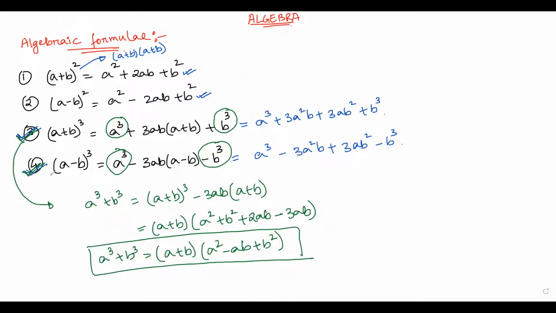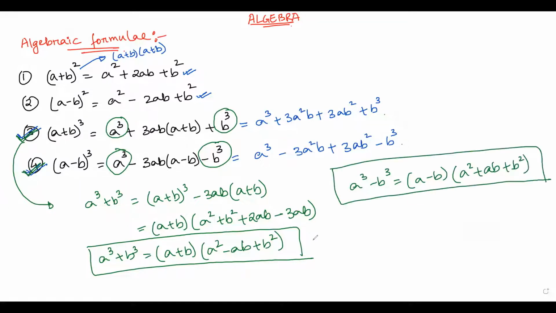In a similar way, from the fourth one, we can derive the formula for a cube minus b cube, which would be given by a cube minus b cube as a minus b times of a square plus ab plus b square. Since a cube plus b cube is given by a plus b times of a square minus ab plus b square, so we can say that a plus b would be a factor of a cube plus b cube. In a similar way, a minus b would be a factor of a cube minus b cube.